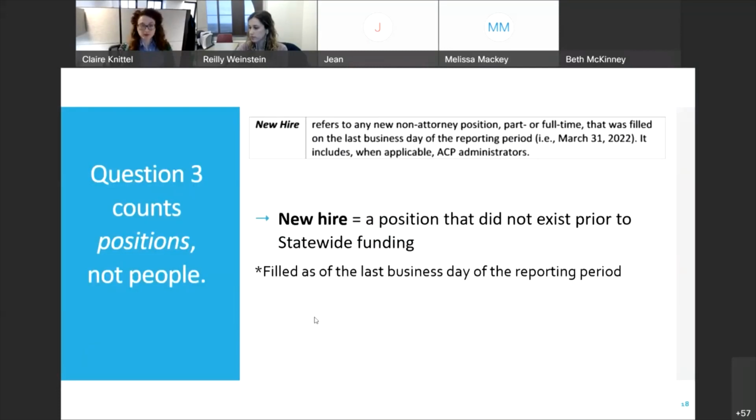So I won't read through this word by word again. Let's just go through it quickly. There is the same overarching principle. Question 3 counts positions, not people.